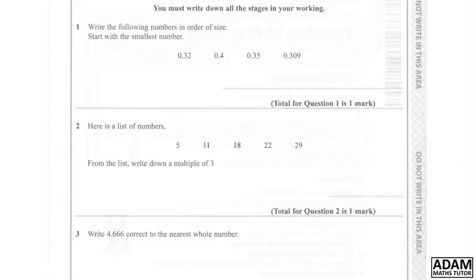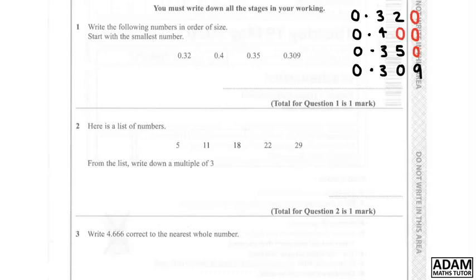Write the following numbers in order of size. Start with the smallest number. Start by writing these numbers on top of each other, lining up all of the correct place value, so 0.32, 0.4, 0.35 and 0.309. Fill all of the gaps with placeholders, and starting from the left hand side we just want to focus on each column and identify the smallest number.